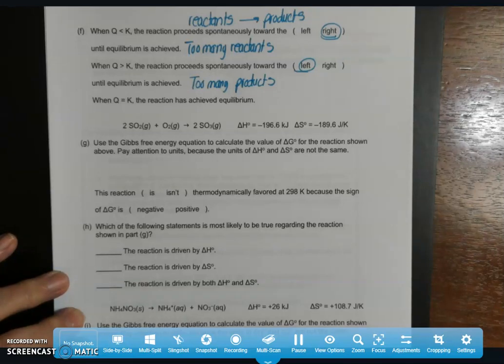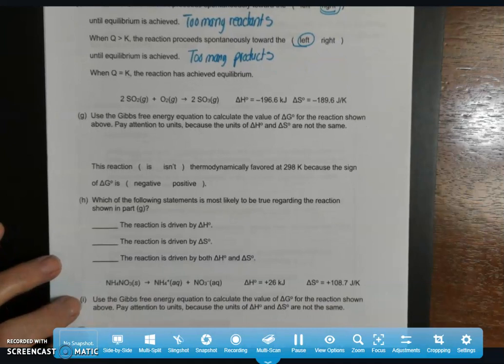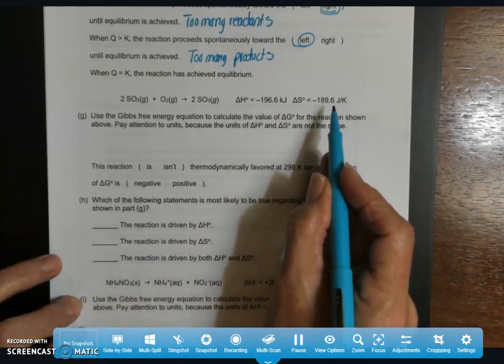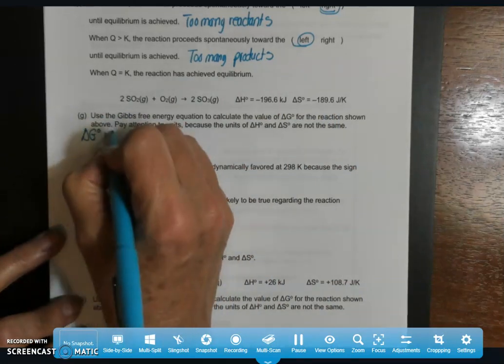Okay. Now, let's look at how the Gibbs free energy is related to both enthalpy and entropy. There's an equation in your equation chart which looks like this again.